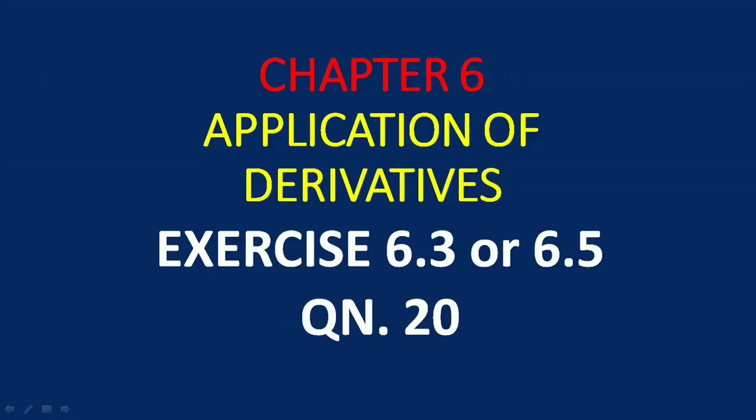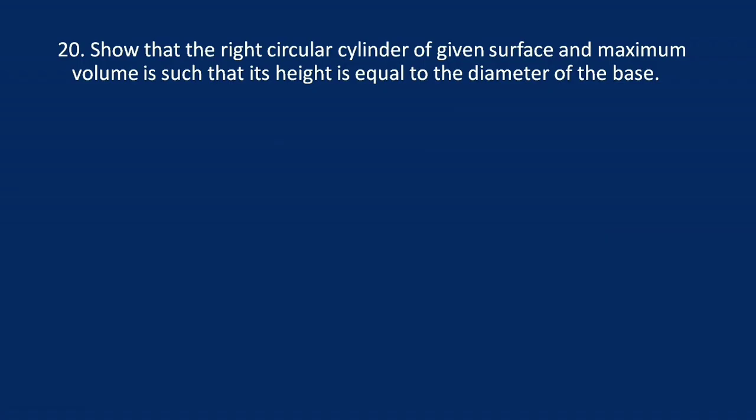Chapter 6, Application of Derivatives, exercise 6.3 or 6.5 in the previous textbook. Question number 20. Show that the right circular cylinder of given surface and maximum volume is such that its height is equal to the diameter of the base.